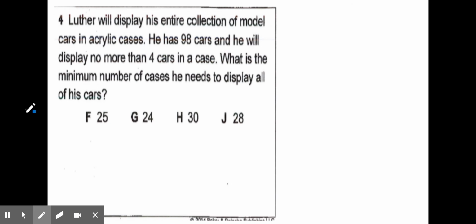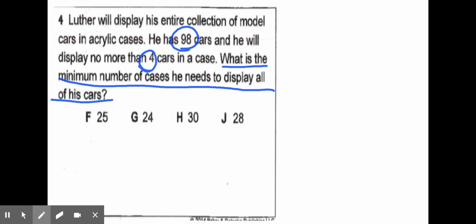I believe we have one more. Luther will display his entire collection of model cars in acrylic cases. Those are kind of just like clear cases. And like when you have collectibles, you put the cars in a case and no one can touch it. So it just keeps it intact. He had 98 cars and he will display no more than 4 cars in a case. What is the minimum number of cases he needs to display all of his cars?